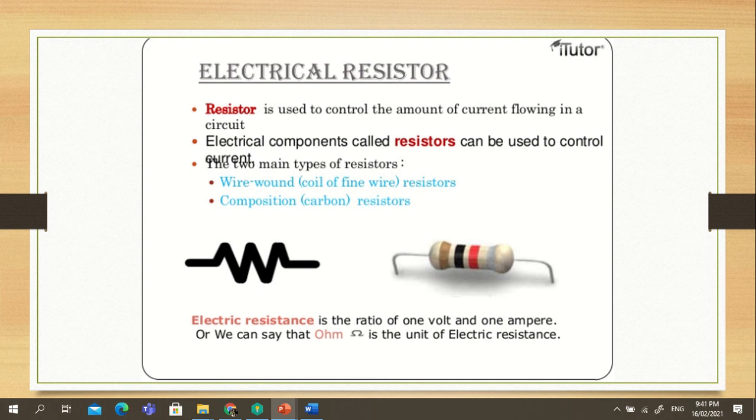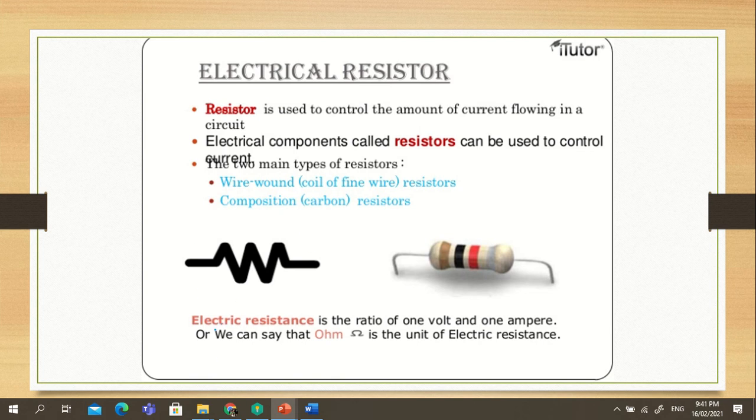Okay, so the symbol for a resistor is something like this. It's just a straight line, then you have a crooked line, and then a straight line again. That symbol represents a resistor. Physically, this is what you will see. This is an example of a resistor. So when we draw a circuit that involves a resistor, you can change that into this symbol.